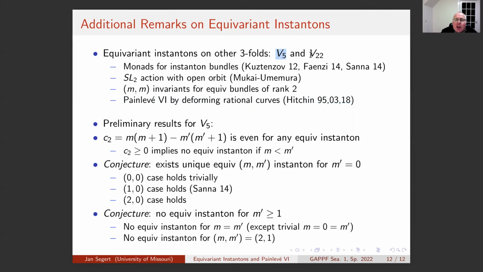So basically there's a lot of similarities between these: they all have an SL2 action with a dense open orbit. You can get invariants for the equivariant bundles by looking at these weights. You can construct instantons on all these. The P3 case is well known. For the other ones, that's more recent and more involved work. And from all of them, you can get solutions of Painlevé 6 by deforming certain types of rational curves, which Hitchin did in these various cases, P3, V5, and V22, respectively, over a series of years.